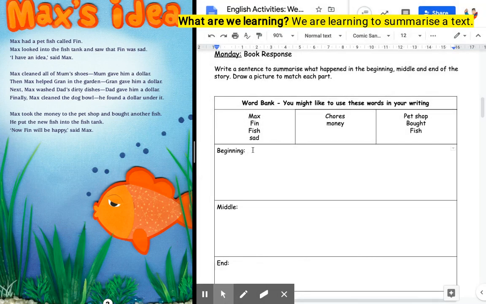Let's write it now. Max had a fish named Finn, and he was feeling very sad. Full stop. Remember to always put a full stop and a capital letter.